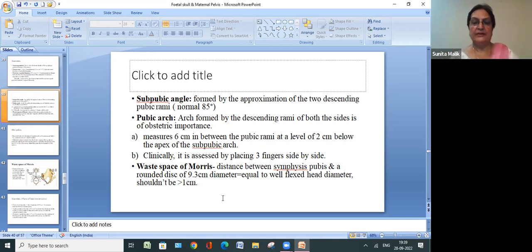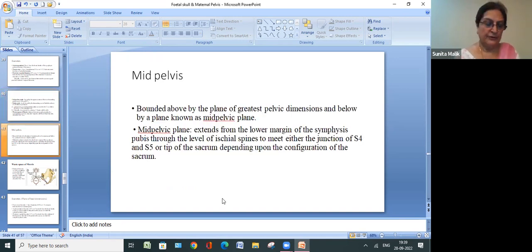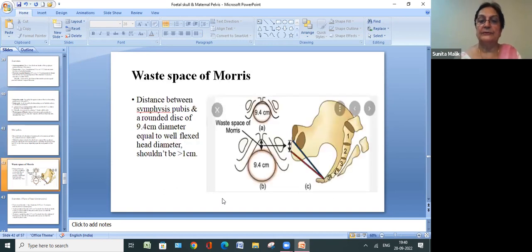Now coming on to the waist space of Morris. Before telling you about the waist space of Morris, I'd like to tell you about the mid pelvis. So I've already said it is bounded above by the plane of greatest pelvic dimension and below by the mid pelvic plane, which is from the symphysis pubis, S4 and S5, the tip of the sacrum. So depending on the configuration of the pelvis. Now, the waist space of Morris.